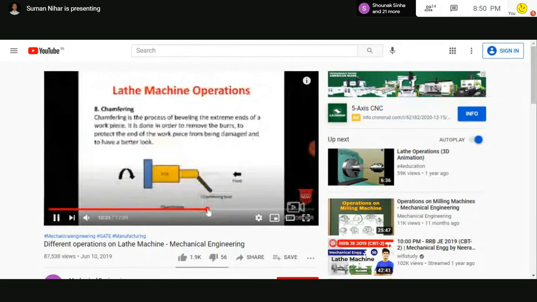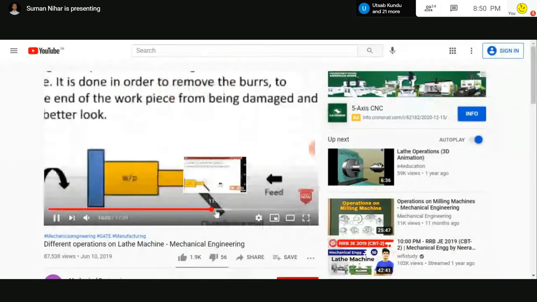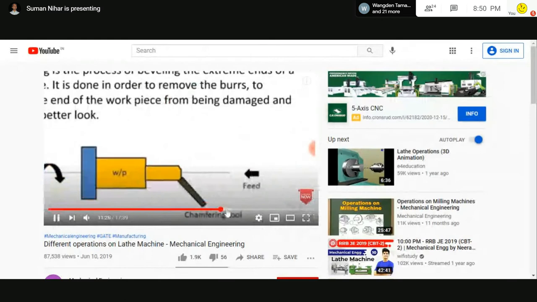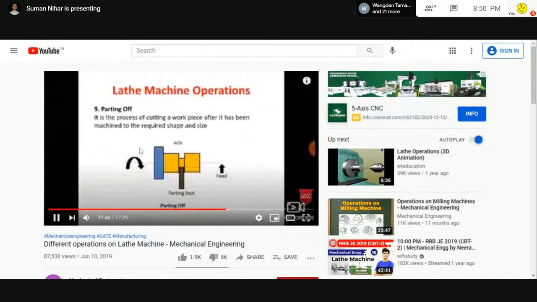Chamfering is the process of beveling the extreme end of the workpiece. Chamfering is done to protect the end of the workpiece from being damaged and to have a better look. Then this is parting off. Parting off is nothing but a process of cutting the workpiece into pieces.